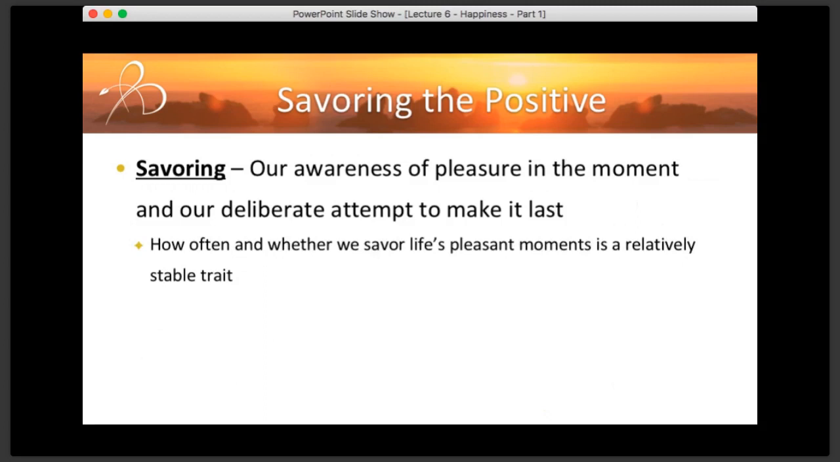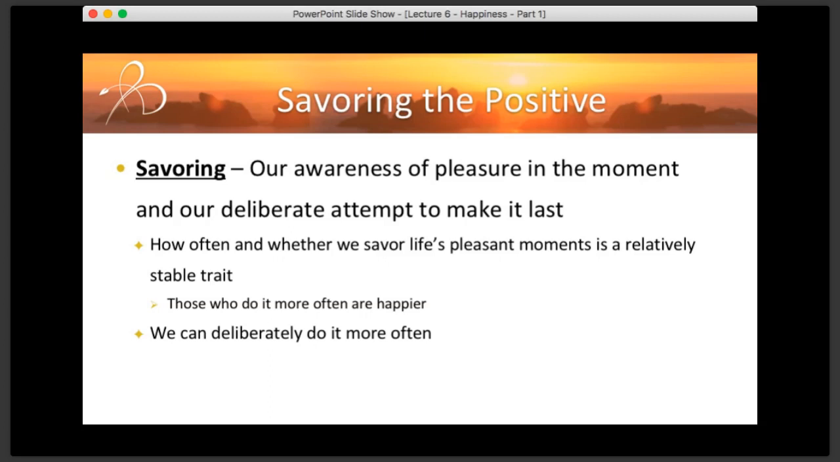How often we savor and whether we savor life's pleasant moments turns out to be a relatively stable trait. Are you a savorer? Turns out that if you are, you're more likely to be happy in general. And if you're not, you can learn to be. So this is just like optimism. There's a great book by Marty Seligman, Learned Optimism. Turns out that you can become a learned savorer. It's a great word, savorer.